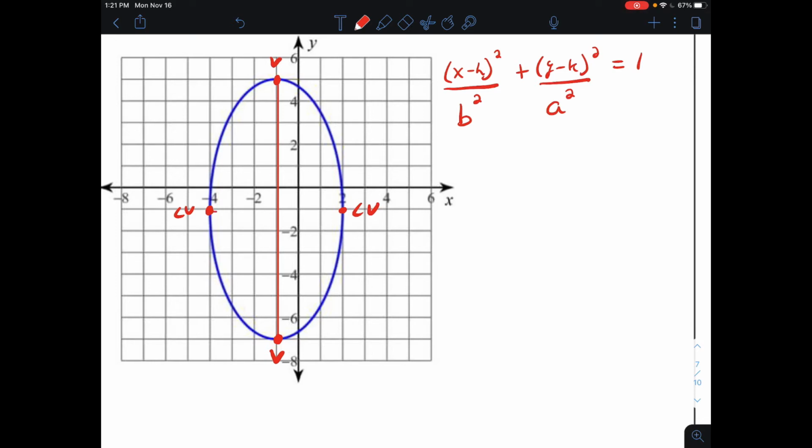And I'm going to draw a line that connects them. Where those two lines intersect is my center. So I have a center at negative 1 comma negative 1. That gives me h and k.